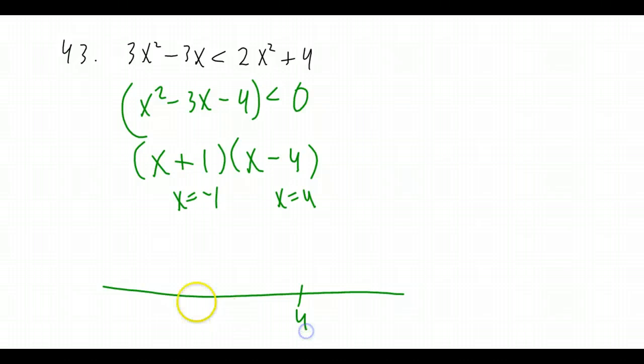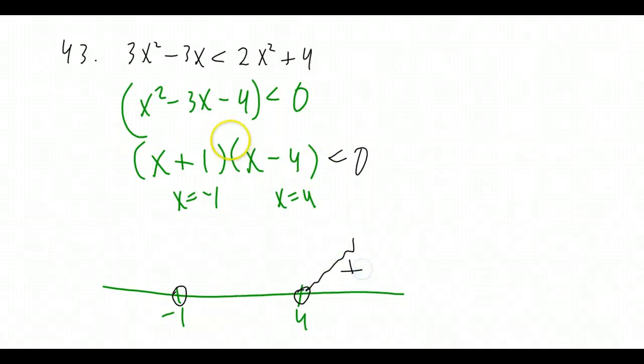So 4, -1. I've got to have this. Let's see, this is less than 0, so that's open circle, open circle. Plug in a number bigger than 4, like 10. 10 is positive, 10 minus 4 is positive. Positive times positive is positive. These are both to the first power. We've done this before. Got this.